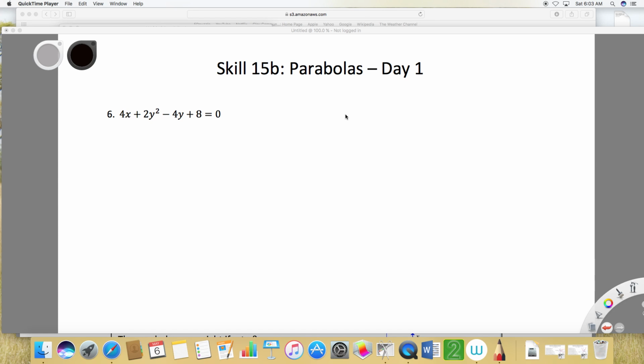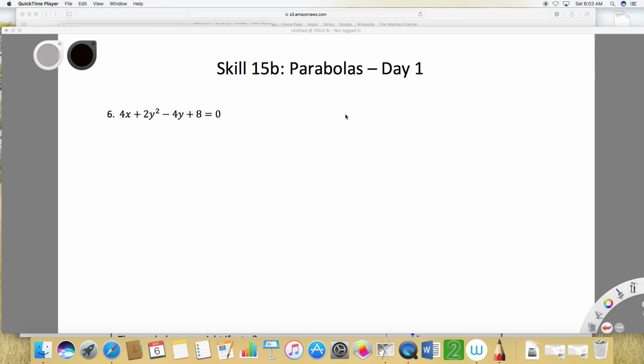So let's take a look at this equation, at this problem. They want us to rewrite this equation in standard form. They want us to make a sketch of this conic section. We know it's a parabola because we only have one variable that's being squared, the y variable. X is not being squared.